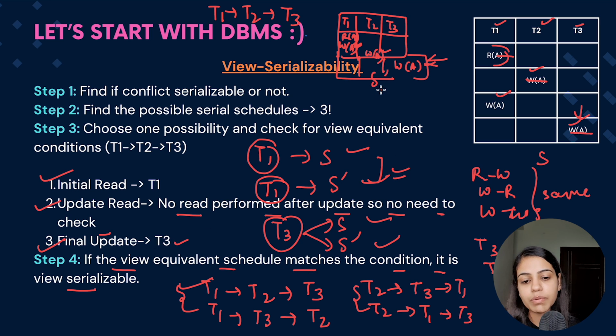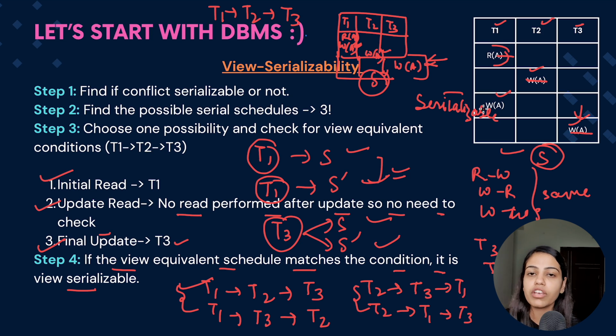So we can say that this particular schedule S is view serializable because its view equivalent follows all the conditions needed for a view equivalent schedule. Since it is view serializable, this particular schedule is serializable as well, as it can follow a serial execution of transactions. So this is how we find the view equivalent of a given schedule.